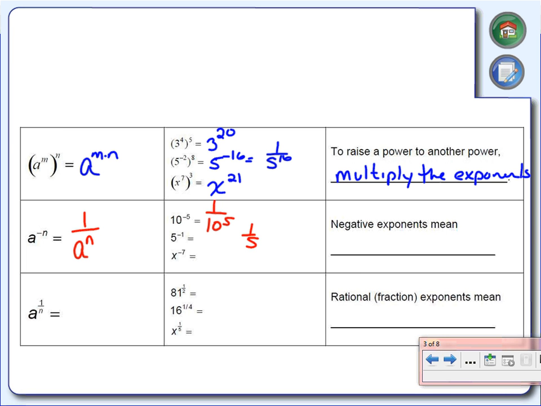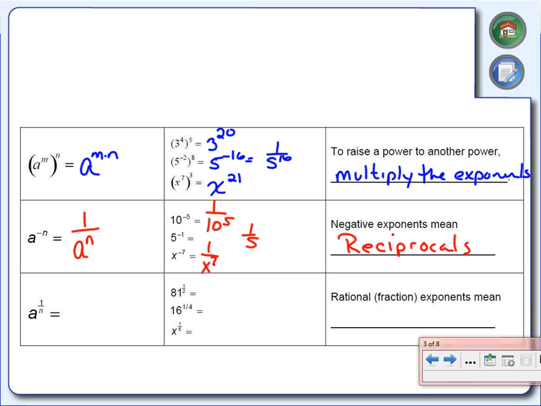X to the negative 7th. Again, if I fix that so that we don't have a negative exponent, it should look like this. 1 over x to the positive 7th power. So over there on the verbal description, negative exponents mean what? All we're really talking about here, guys, are reciprocals. Okay? Reciprocals. We're just taking what we have and flipping it upside down. That's what a reciprocal is.